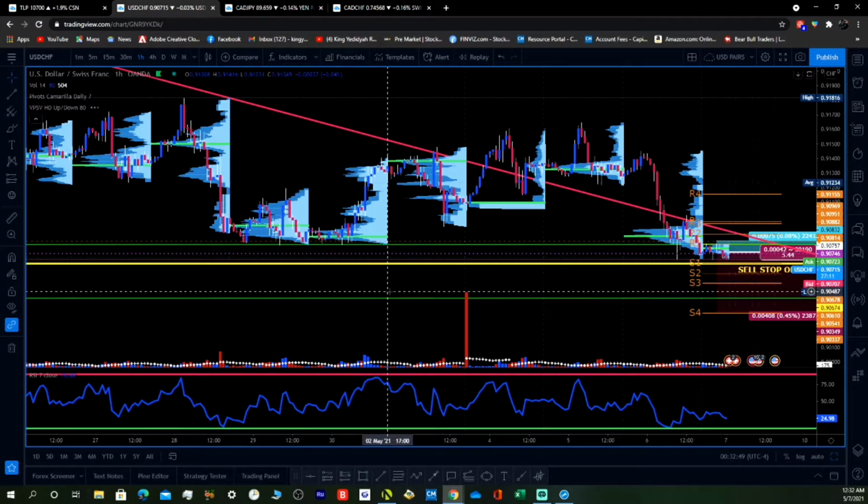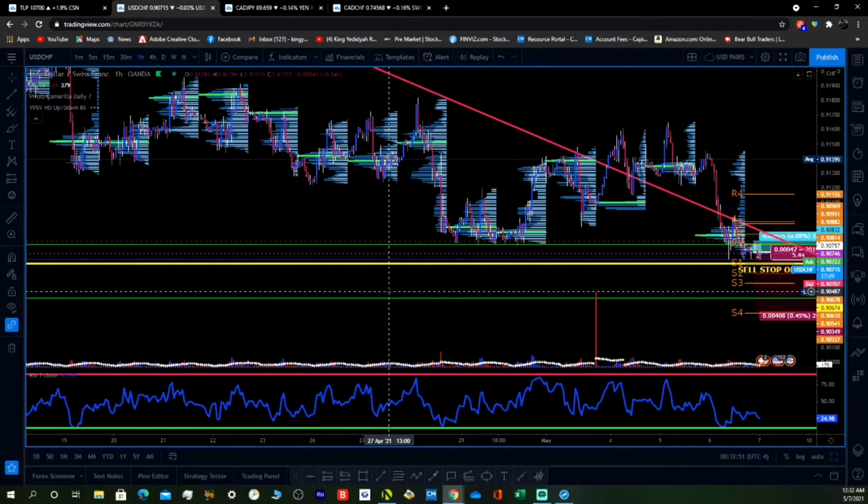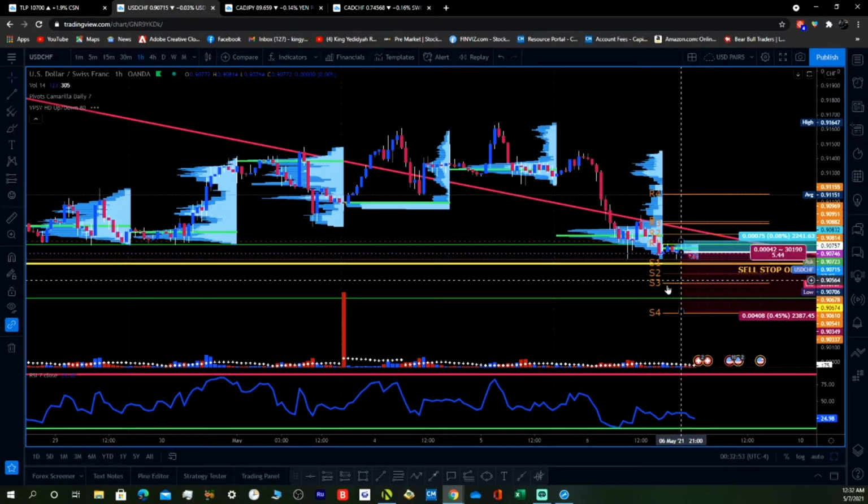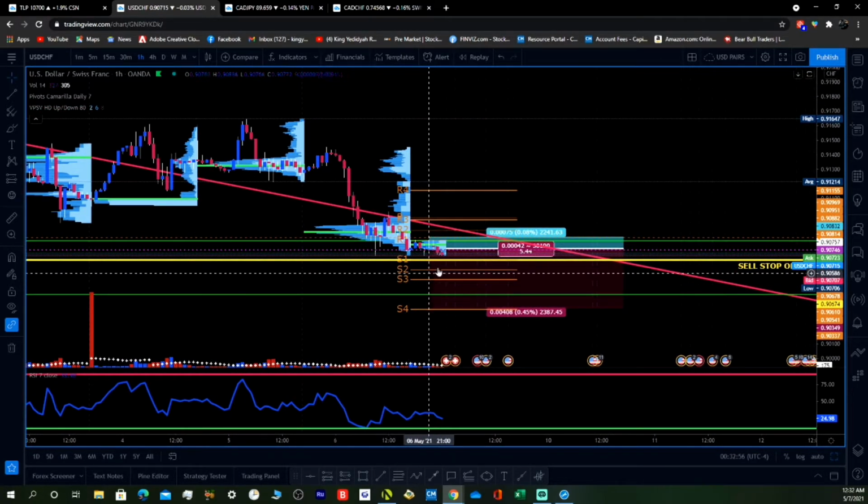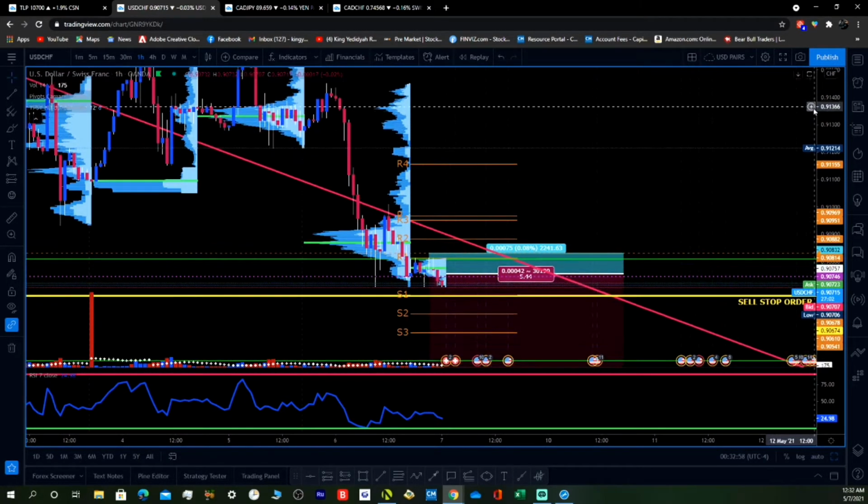You see, there isn't any resistance in the way. This could just free fall out of here. You know what I'm saying? That's why this is a great setup right here.